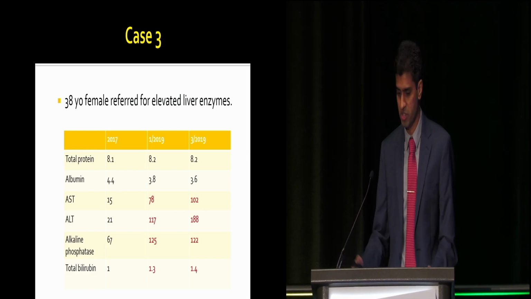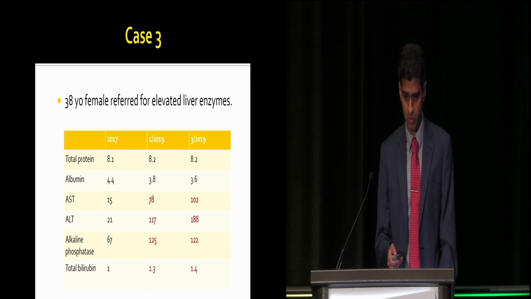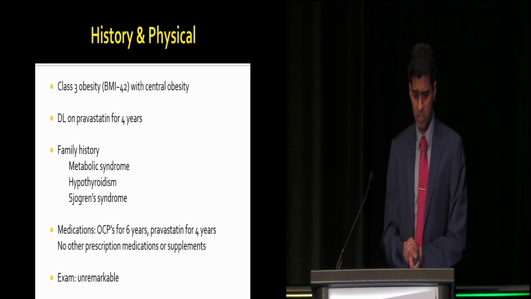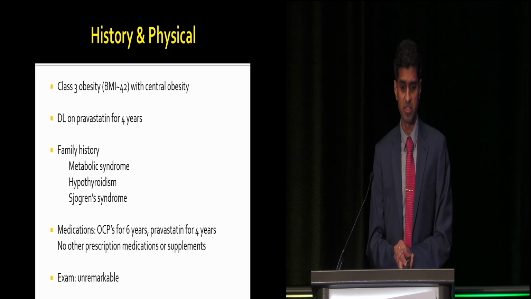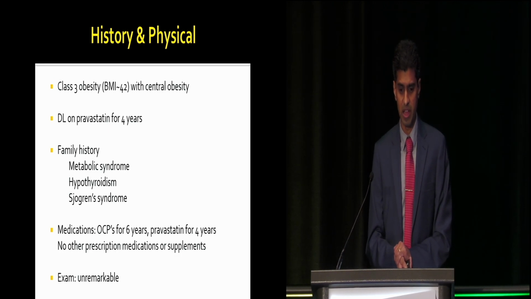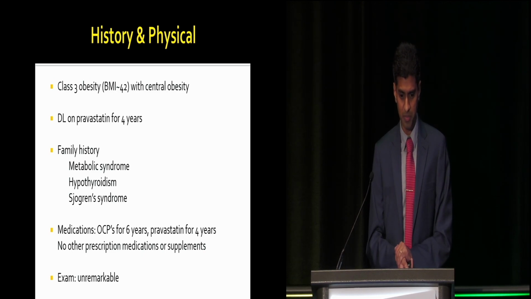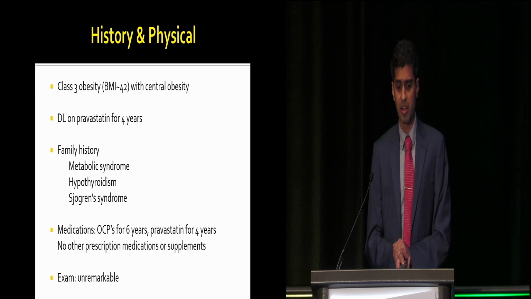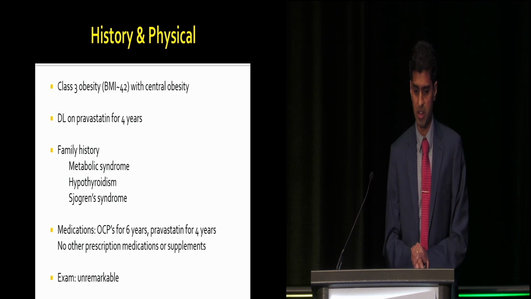So pattern recognition, like Dr. Polko spoke before, this is clearly hepatocellular pattern. Her bilirubin is 1.4. History and physical, she has class 3 obesity. Her BMI is 42. She also had central obesity. She has a history of dyslipidemia. She is on pravastatin for the last 4 years. Family history of metabolic syndrome, hypothyroidism, Sjogren's syndrome. Her current medications include OCPs as well as pravastatin, no other prescription medications, and no supplements.